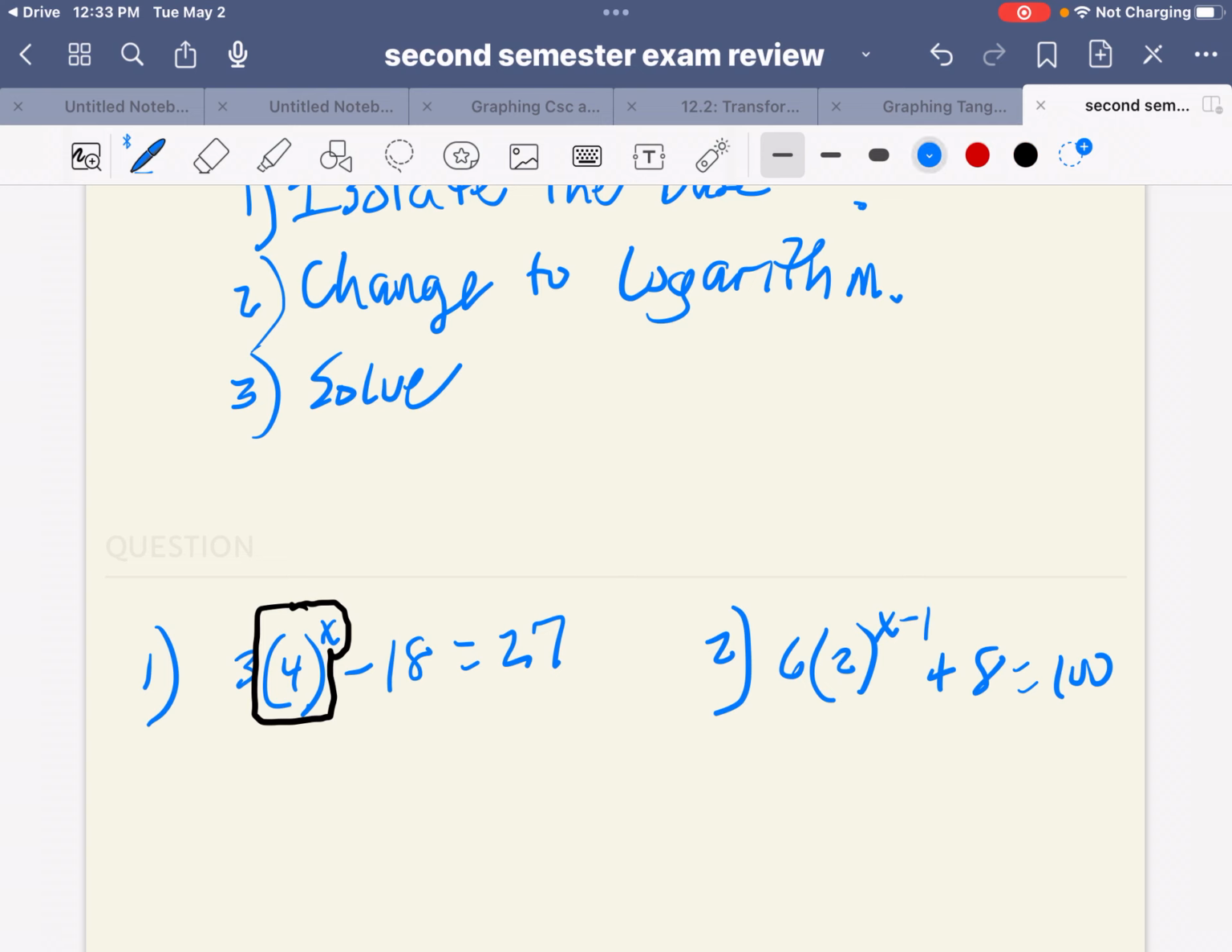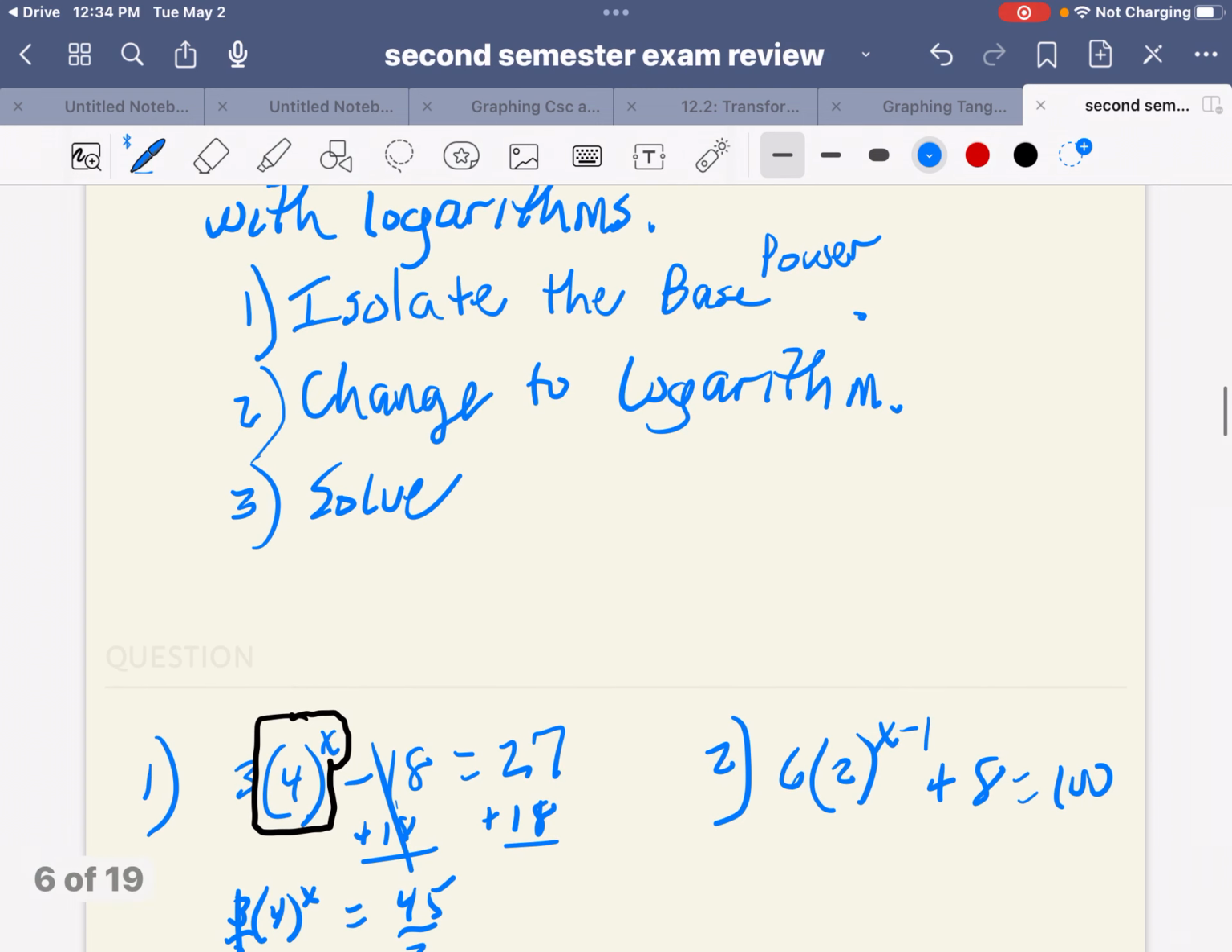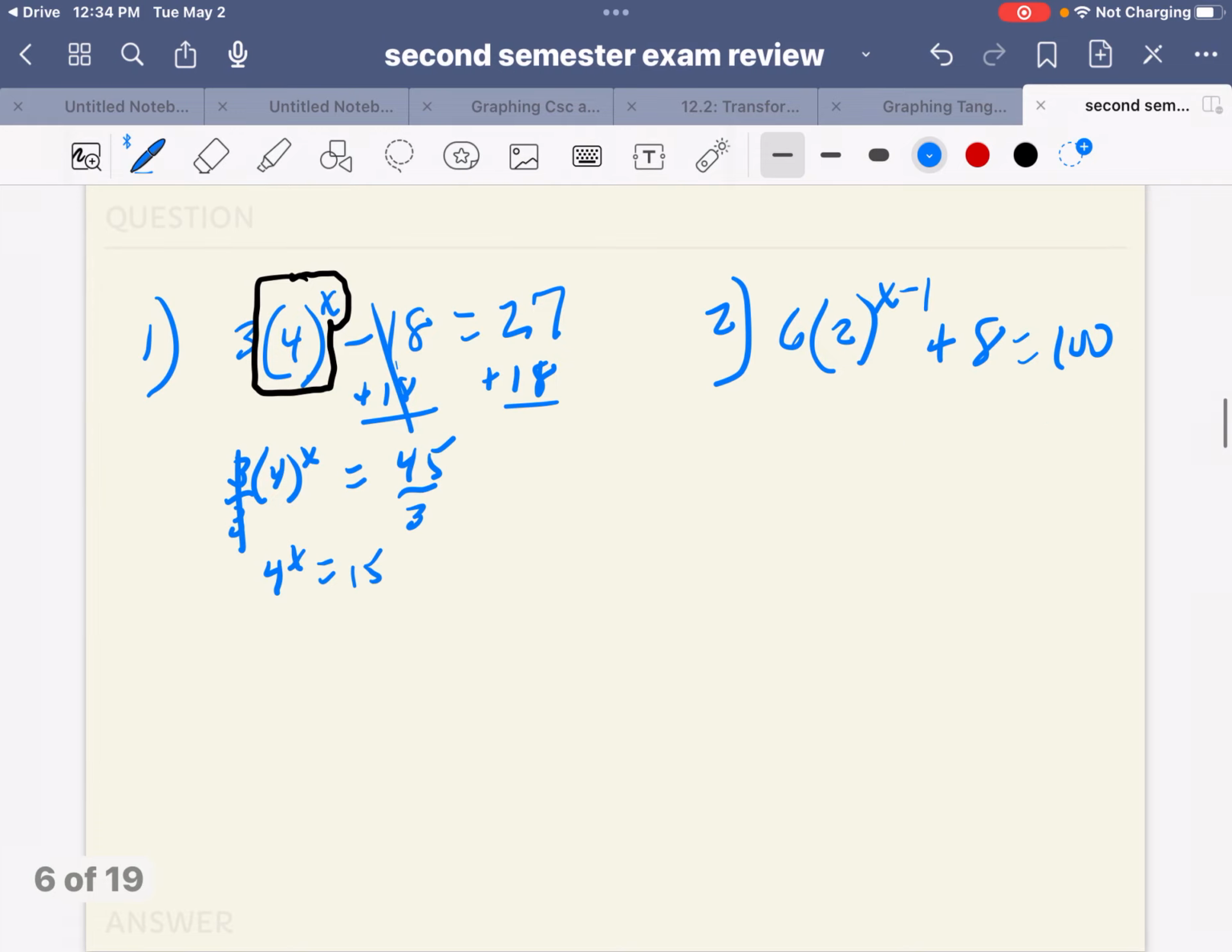So what I'm going to do is add 18 to both sides. And so now I have 3 times 4 to the x power equals 45. Well, you'll notice I still don't have the 4 to the x isolated, so I'm going to divide both sides by 3. So now I have 4 to the x power equals 15. So you see now I have the base and the power isolated. So step 2 says change that to its logarithmic form. Well, wouldn't that be log base 4 of 15 equals x?